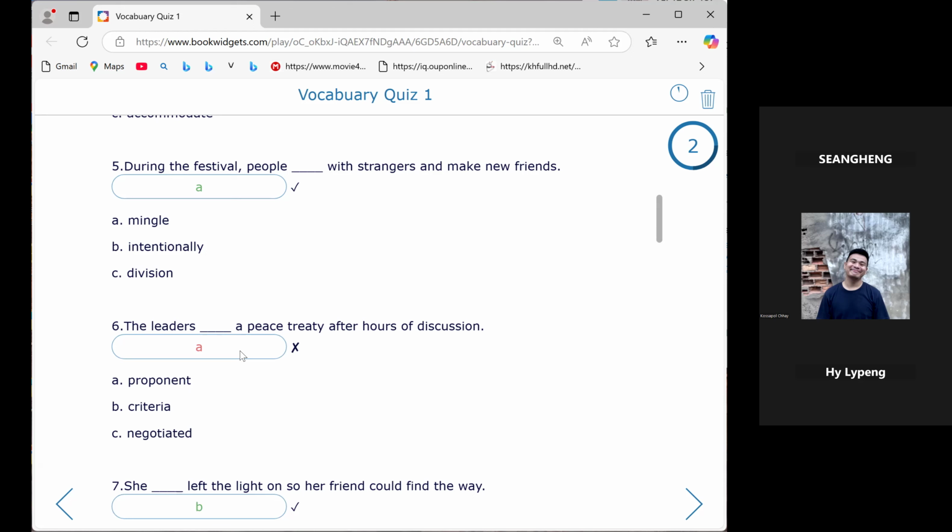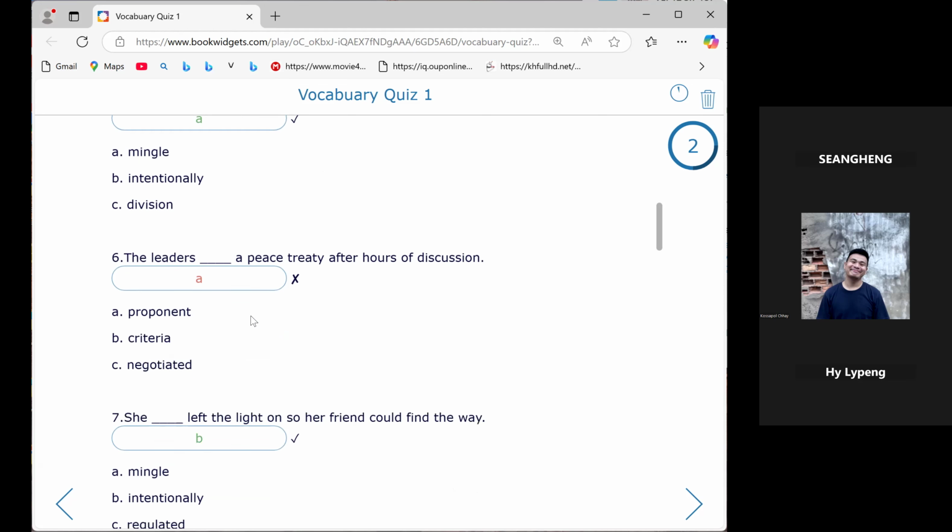I think it's a clue. Maybe in the quiz they do not use the same word two times. Before, negotiate was used two times. You should recognize that maybe if one sentence uses negotiate, the next sentence does not use negotiate or proponent. I think yes, one word is used once in the quiz, not two times.